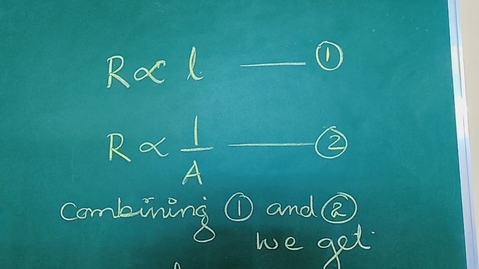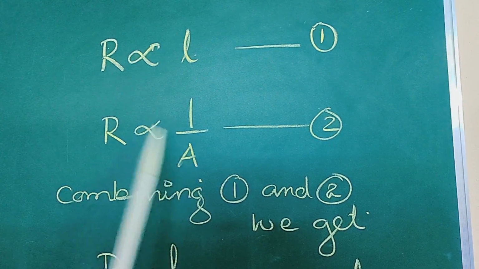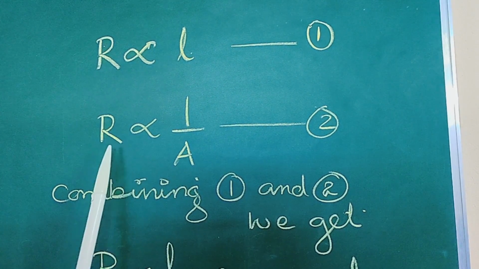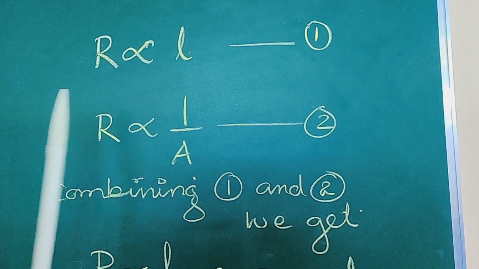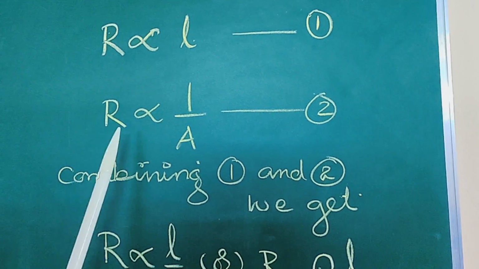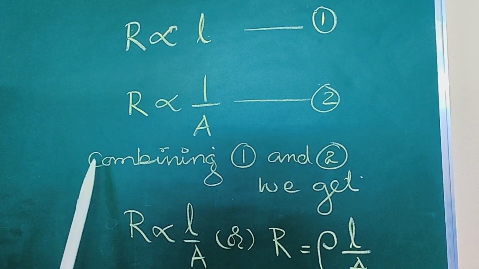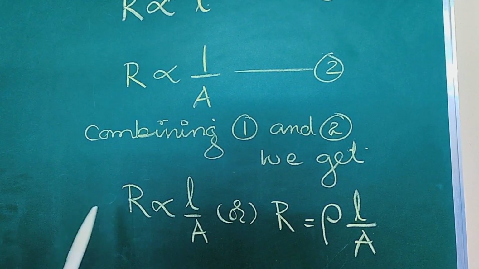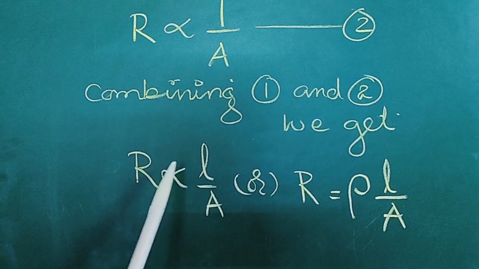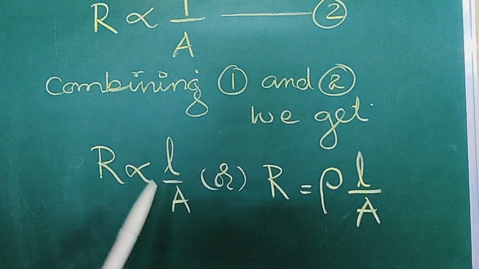The factor number 2, area of cross section. The area of cross section is inversely proportional to the resistance. Suppose the area of cross section is more, the resistance will be less. If the area of cross section is less, the resistance will be more. This is inversely proportional. Taking these two factors, we combine them and get one common relationship. Now resistance is directly proportional to the length of the wire and inversely proportional to the area of cross section.